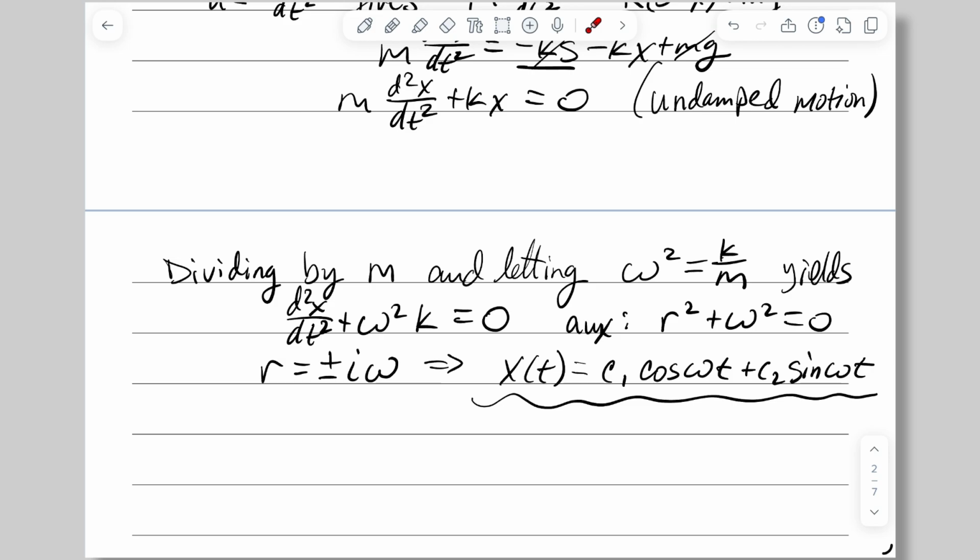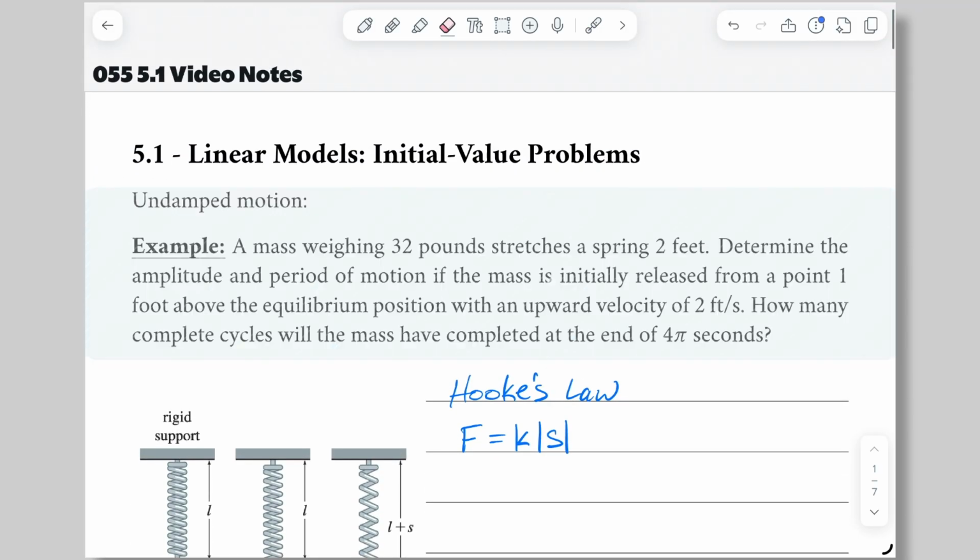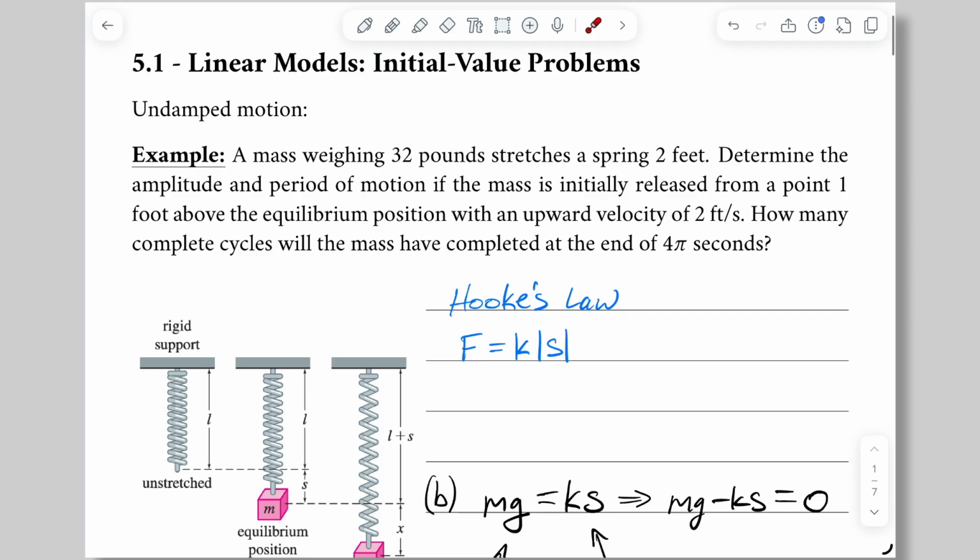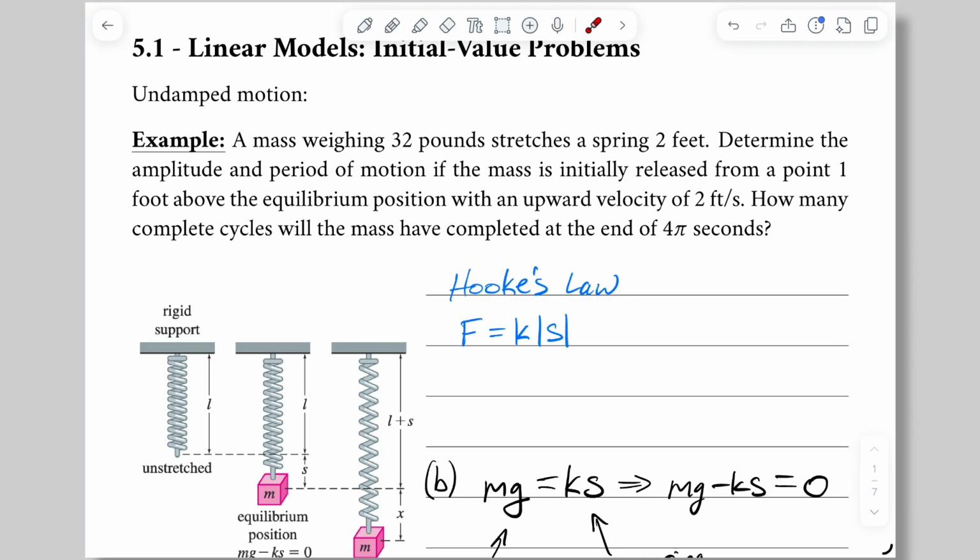Now I think I've taken the general case as far as I can. We can't do anything until we know what K and M are. And so now I'll introduce what's actually the first example of this set of videos here.